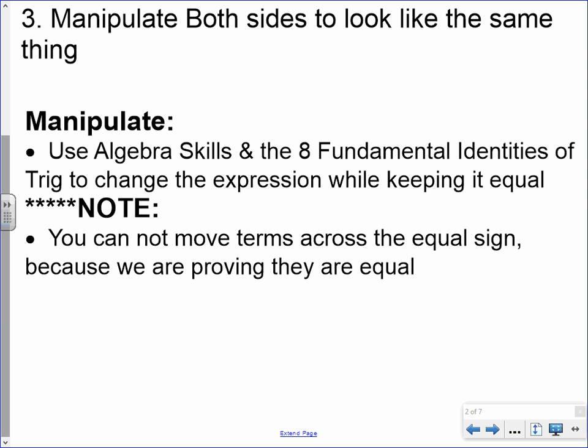I'm going to give you some suggestions and some strategies on ways that can help you get through these proofs. Okay? So sine squared plus cosine squared equals 1. Tangent squared equals secant squared.